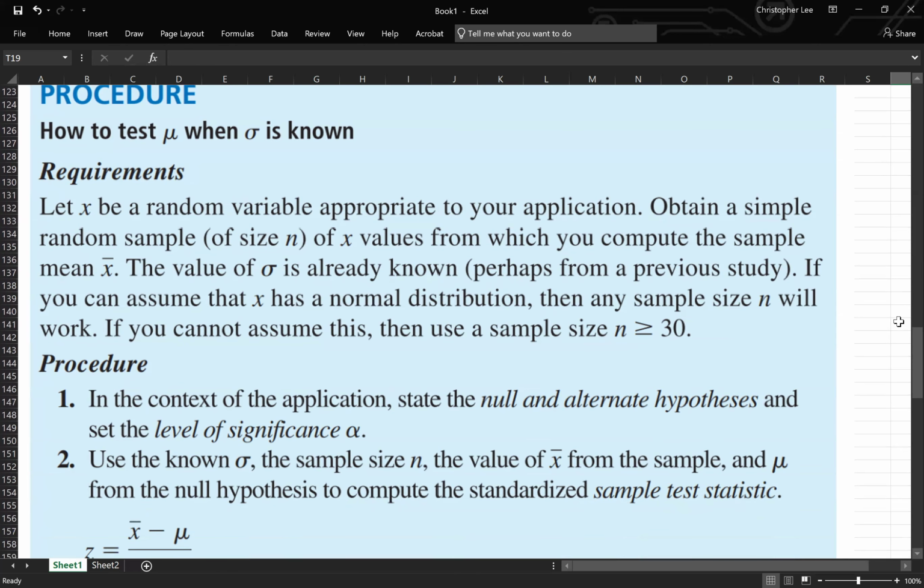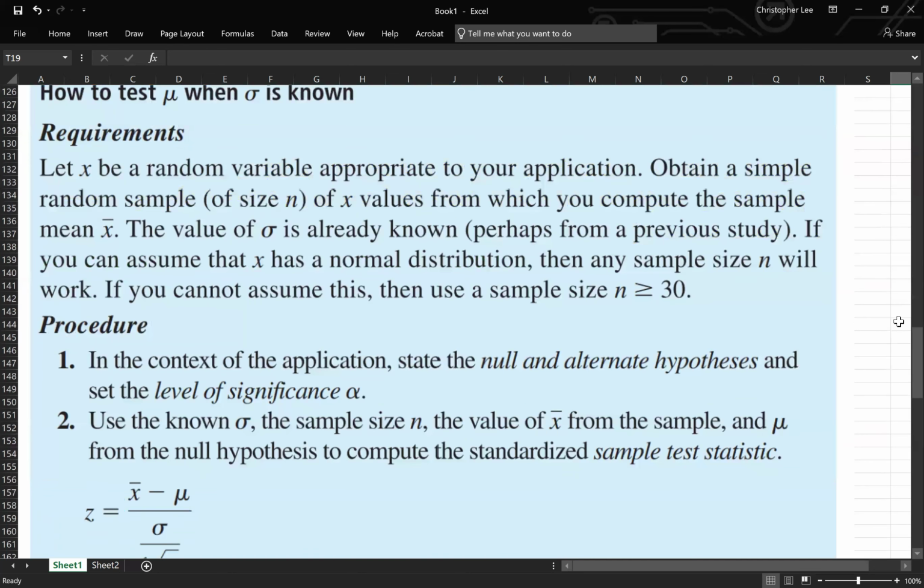Requirements: let X be a random variable appropriate to our application. Obtain a simple random sample of size n of X values from which you compute the sample mean X bar. The value of sigma is already known, perhaps from a previous study. If you can assume that X has a normal distribution, then any sample size n will work. If you cannot assume this, then use a sample size of n greater than or equal to 30.